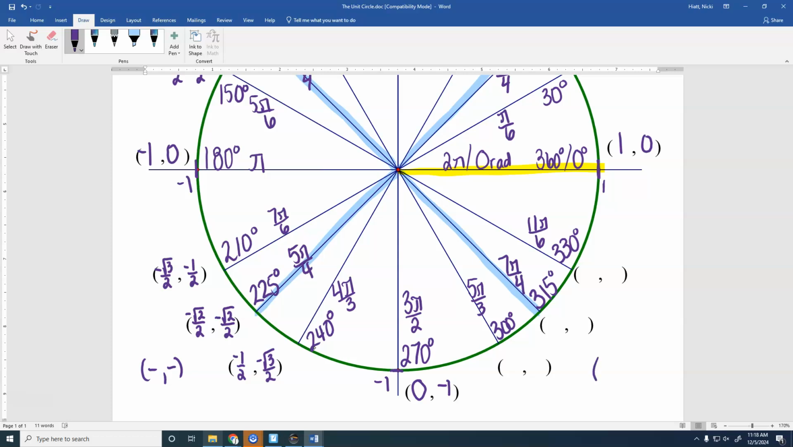And then last, this one's positive, negative. So here you'll have positive 1/2, negative square root of 3 over 2. Here you'll have positive square root of 2 over 2 and negative square root of 2 over 2. And then positive square root of 3 over 2, negative 1/2.